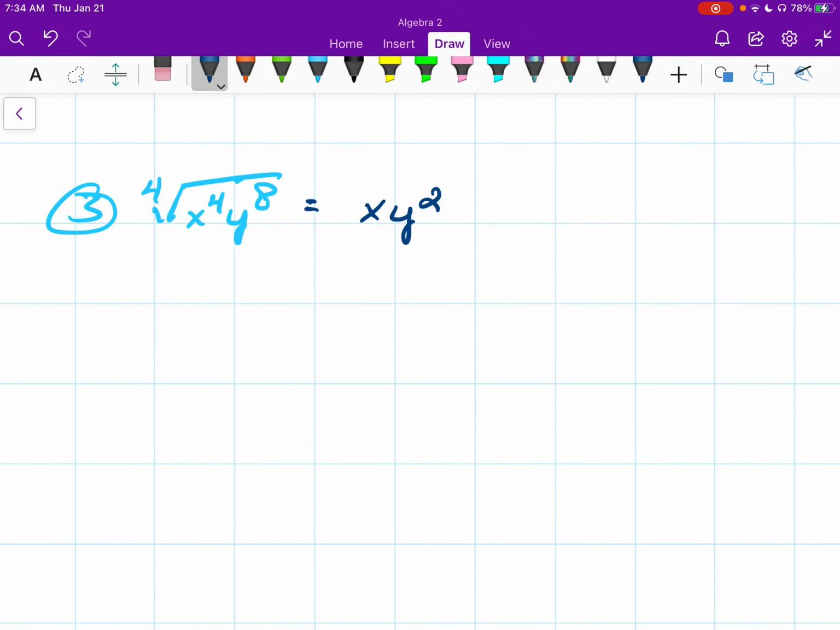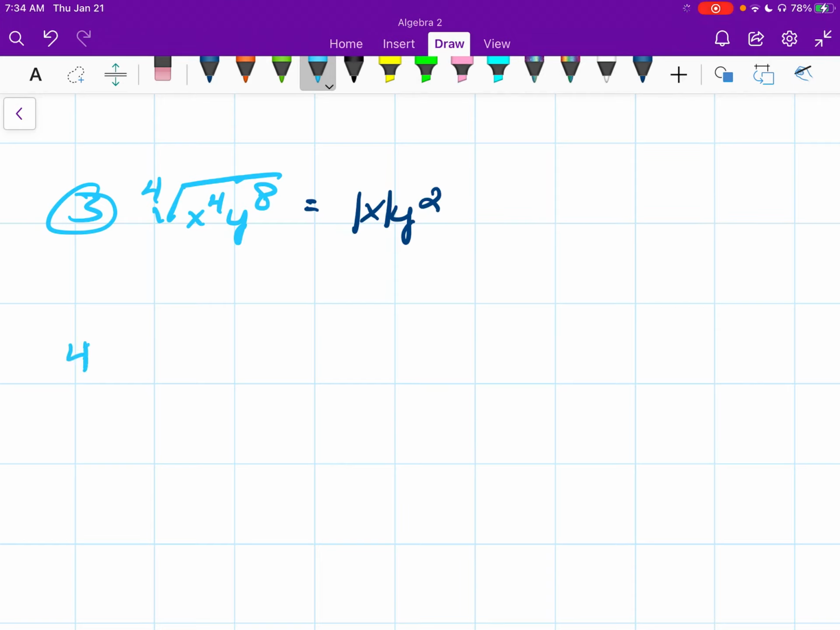On this one here, x to the 4th and the 4th root of x, we have to have an absolute value bar around our x. Now our y, we don't care about the absolute value bar because y is going to be squared, so it's going to make it positive anyway. You could write the absolute value bars in if you wanted to.